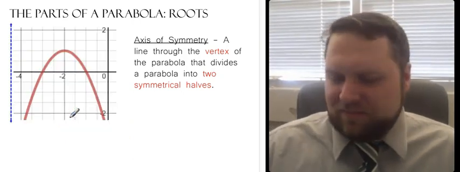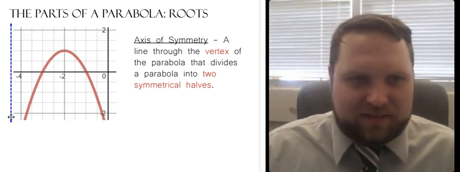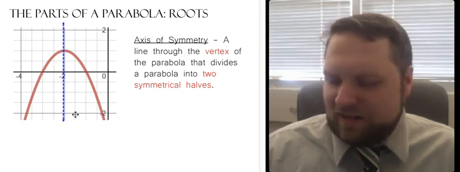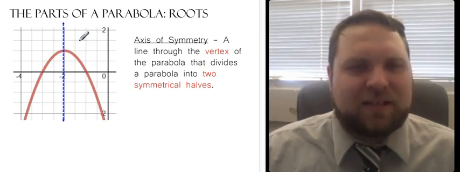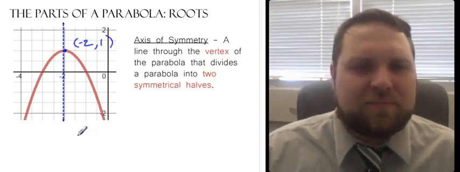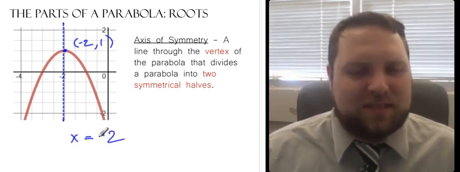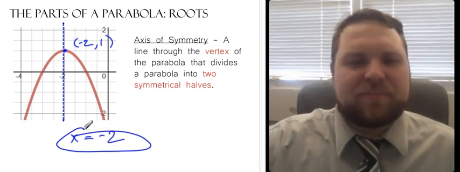So let's look at another one. Here I have one of those upside down parabolas. The axis of symmetry will be through the vertex right there. That divides the parabola into 2 distinct halves. My vertex was at (-2, 1). So my equation for the axis of symmetry will be x equals -2. And that would be the equation for that line.